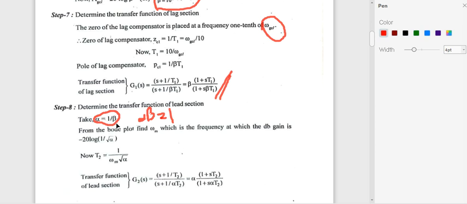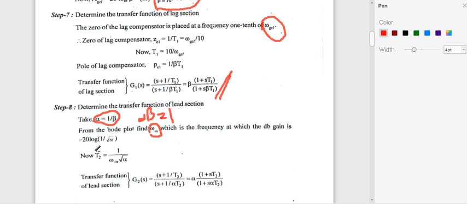Next we need to find the maximum frequency omega m. From the Bode plot, find omega m, which is the frequency with dB gain equal to minus 20 log 1 by root alpha. Find the frequency corresponding to that gain. So we got the value of omega m. We know the equation of omega m is 1 by T root alpha, so T2 is equal to 1 by omega m root alpha.